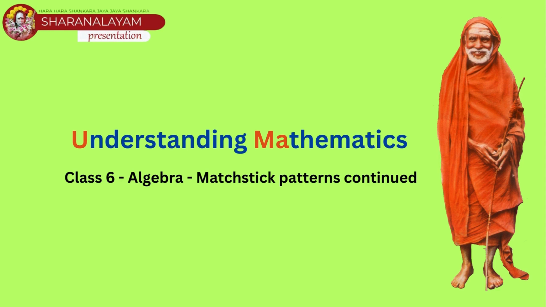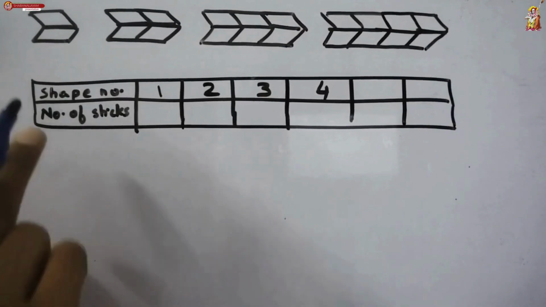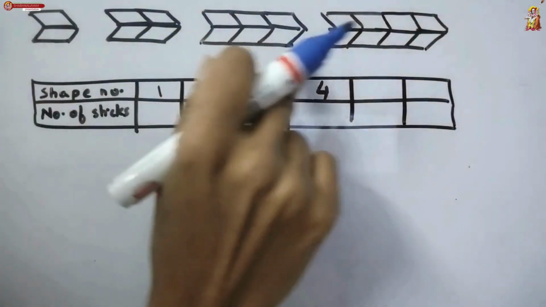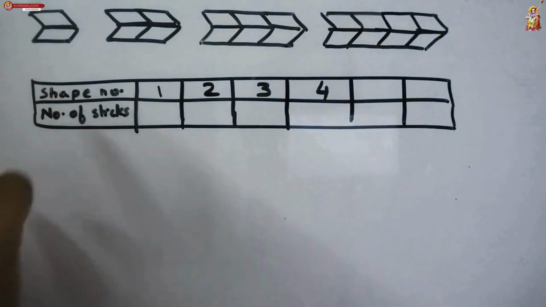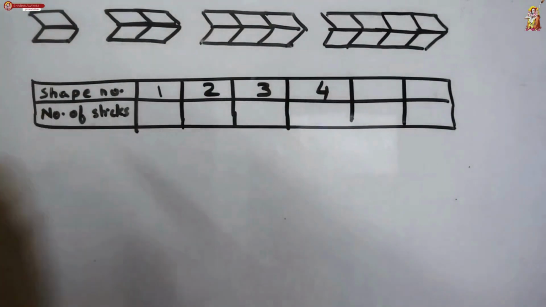Let's solve some more matchstick pattern problems, okay? Now let's take a look at this pattern. Idla vandu shape number 1, 2, 3, 4 pannalam. What is the number of sticks for each pattern here?